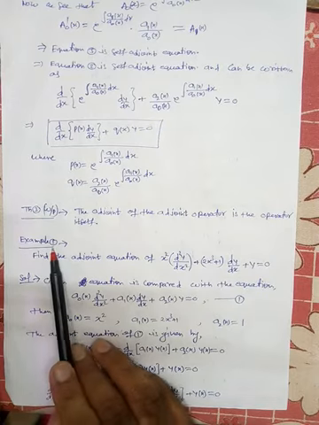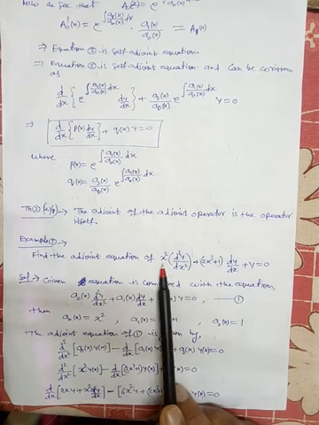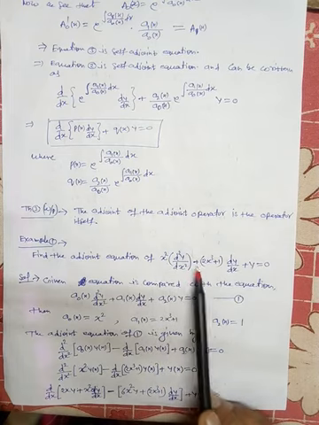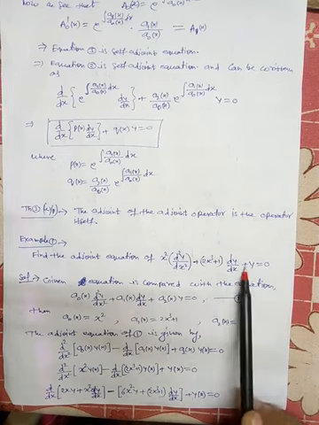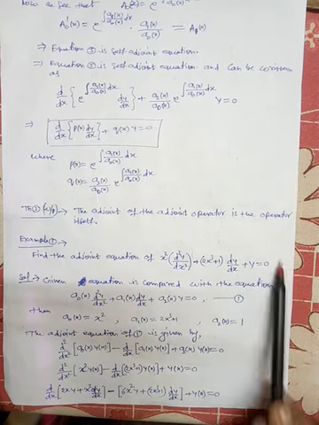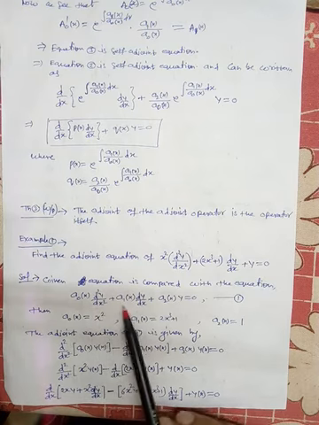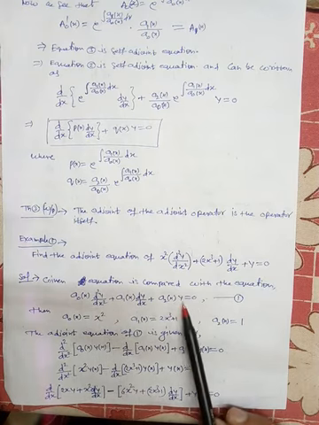Now example number 1. Find the adjoint equation of x square d2y by dx2 plus 2x cube plus 1 dy by dx plus y is equal to 0. We have to find its adjoint equation. Now first write down this equation in the form of a naught x d2y by dx2 plus a1x dy by dx plus a2x y equal to 0.